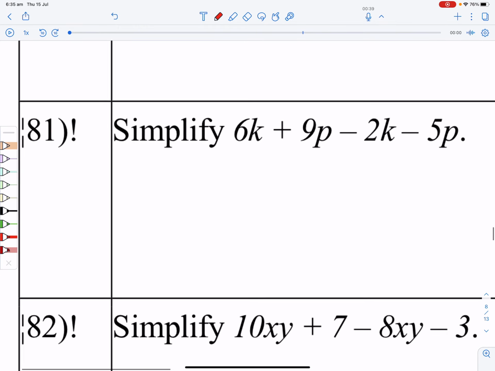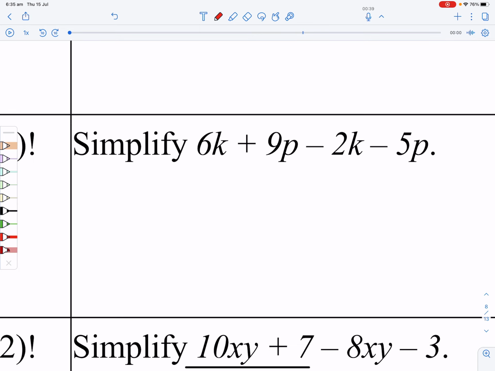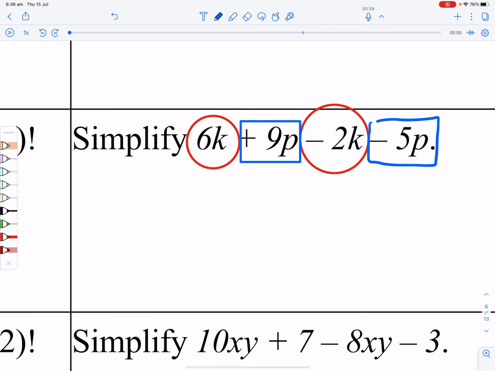All right, let's have a look at question 81. Again, let's circle the like terms. So you've got 6k, you've got minus 2k. They're like terms, and I might do the others in a different color. You've got the 9p, and you have the minus 5p. Remember what I said earlier?